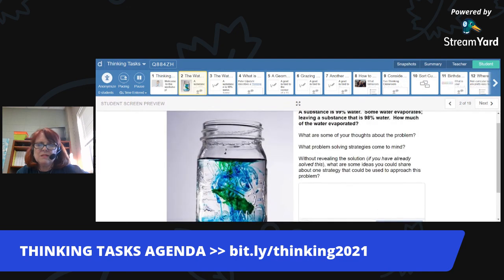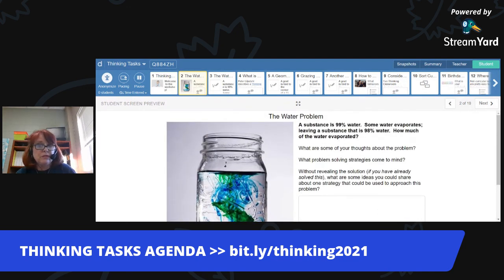A substance is 99% water, and some water evaporates, leaving a substance that is 98% water. How much of the water evaporated?